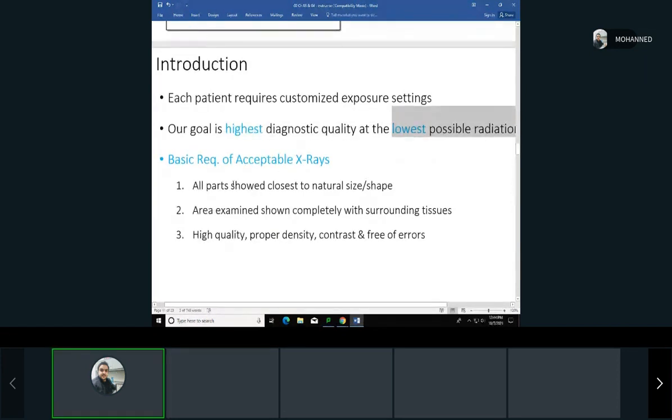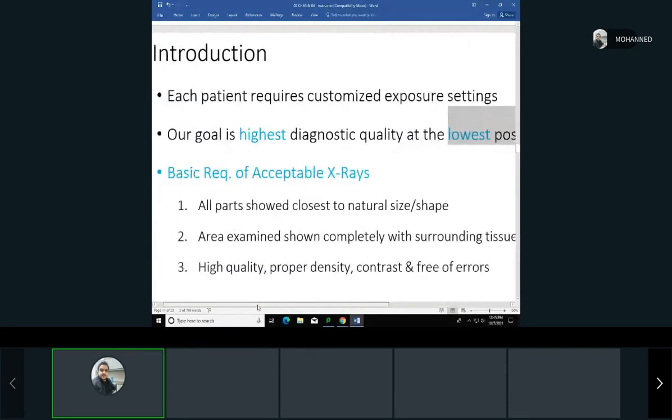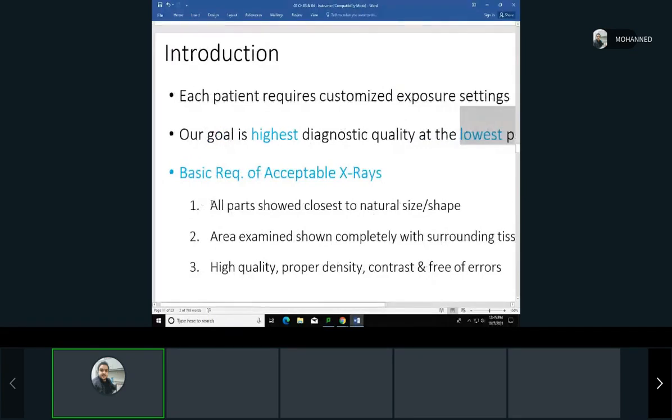So some things that we all agree on when we take a regular accepted X-ray that can be used in an office. Definitely, we want to see all of the parts that we're trying to shoot. For example, if we're doing a posterior molar exposure, we want to see all of these, and they should be closer to the actual size and shape of the tooth. So they're not blurred, they're not enlarged, and we're not having a cone cut. That's one thing.